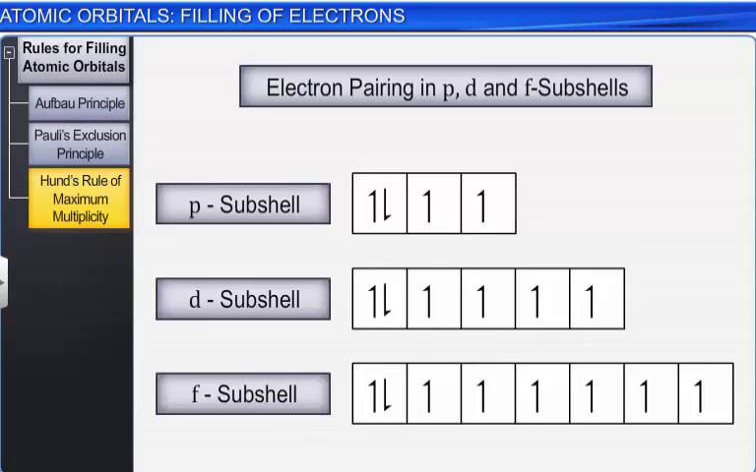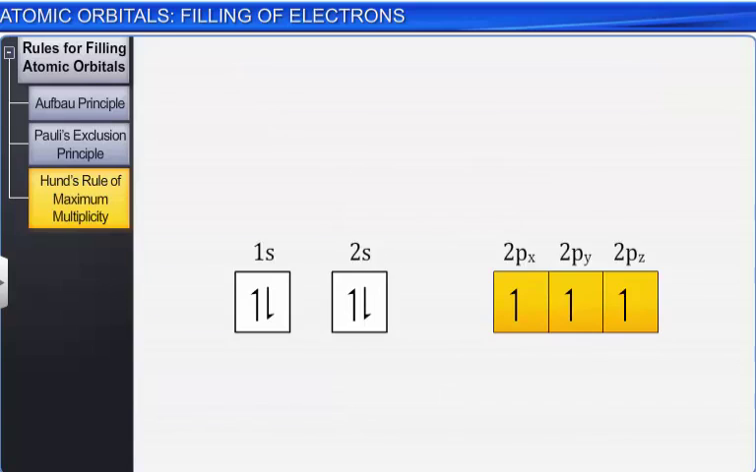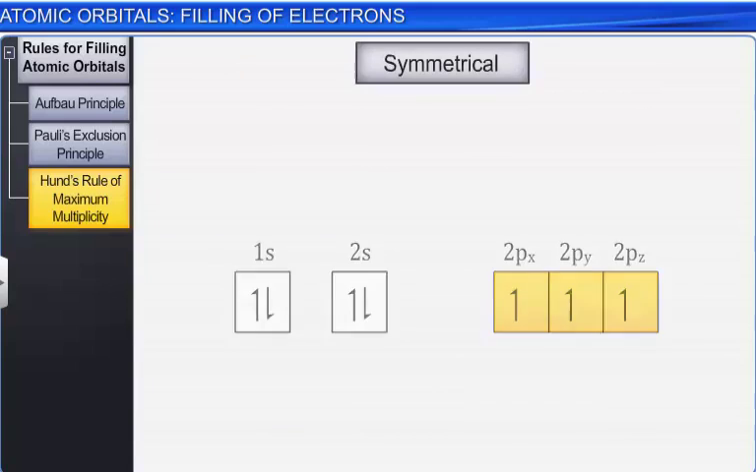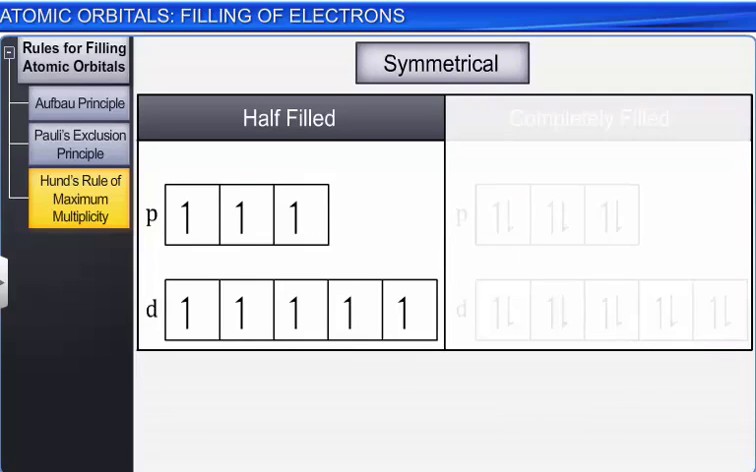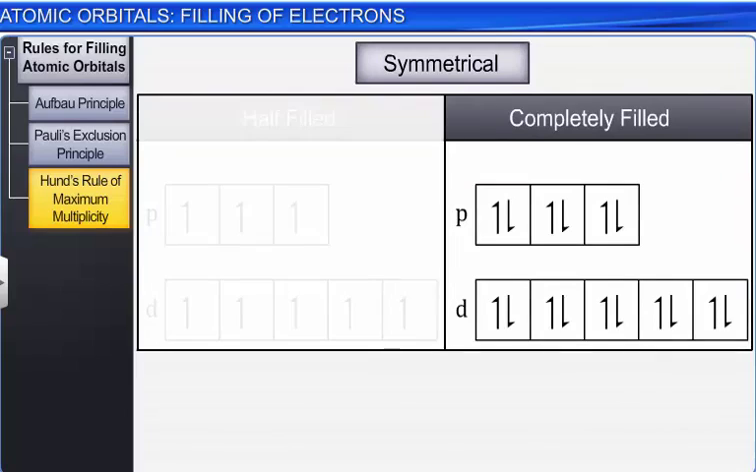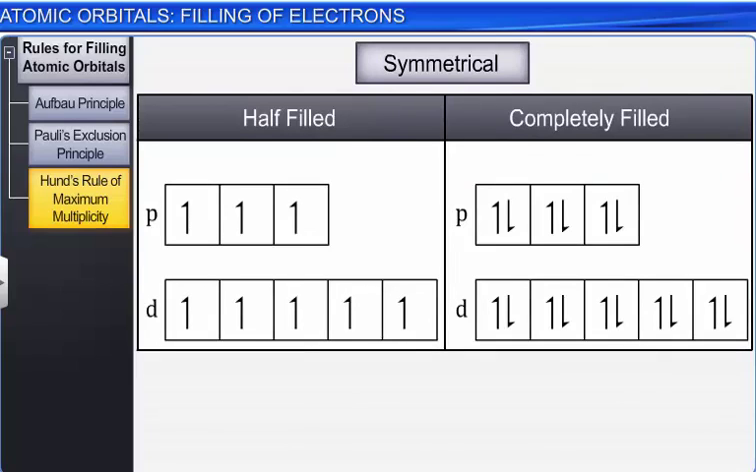Moreover, it is observed that half-filled and completely filled subshells impart greater stability to atoms due to the symmetrical distribution of electrons. More detailed explanation on the cause of stability of half-filled and completely filled subshells will be learnt in the later part.